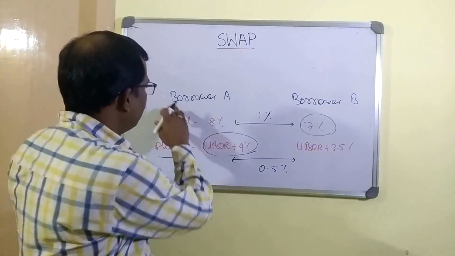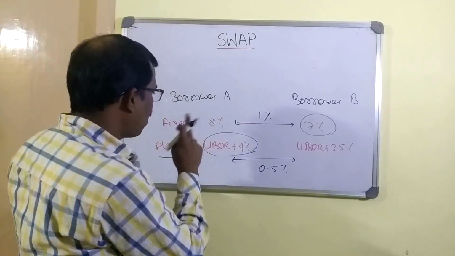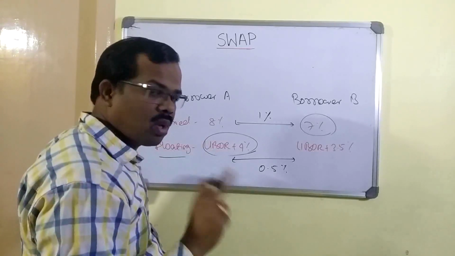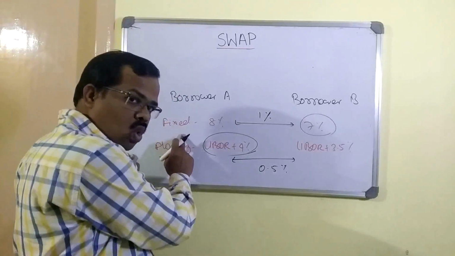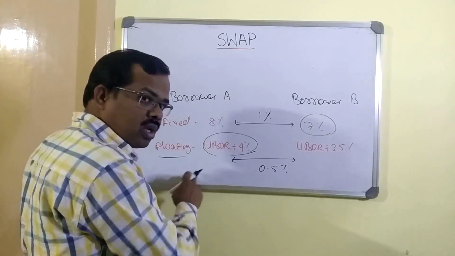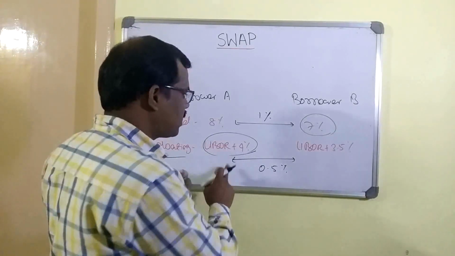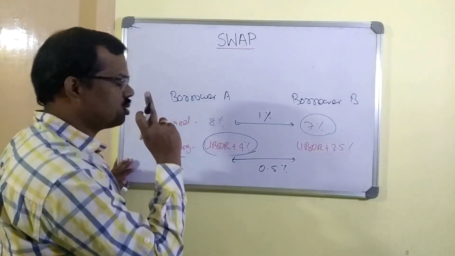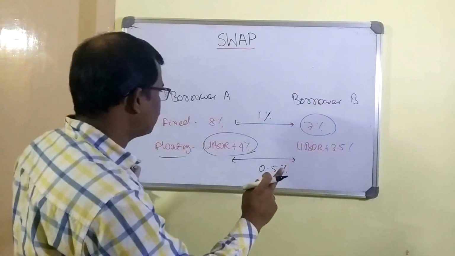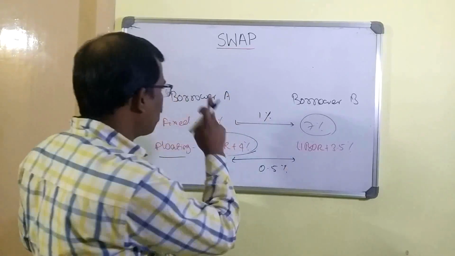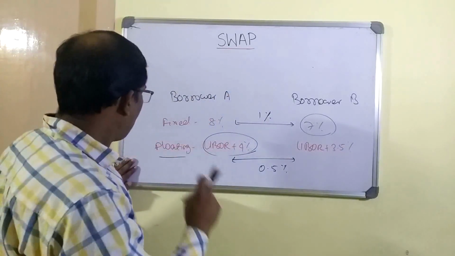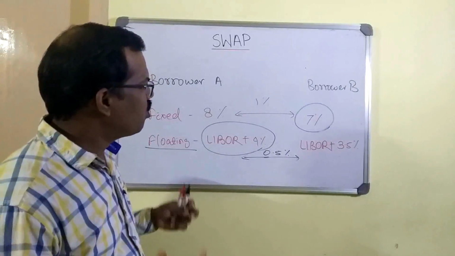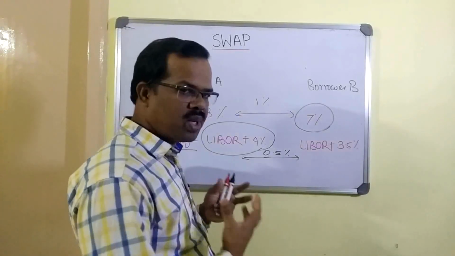On the other hand, for borrower A, if it borrows at a fixed rate of interest, it is giving 1% more interest to the bank in case of a fixed loan. But in case of a floating loan, it is only giving 0.5% extra compared to borrower B. So borrower B has a relative advantage in a fixed rate loan, and borrower A has a relative advantage in a floating rate loan. Now, can we think of a situation where we can reduce the cost of borrowing for both borrower B and borrower A?